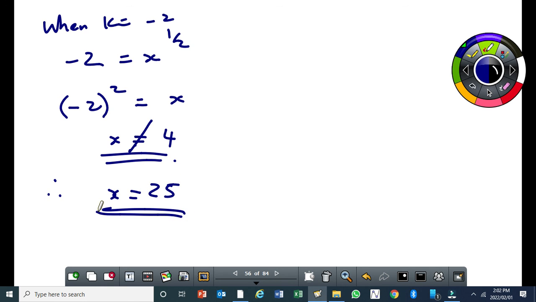Sometimes you might need to test your answer. Sometimes you might have to test your answer. So here, what this means, you can say no solution for the other value. So we only have one value for x. All right.